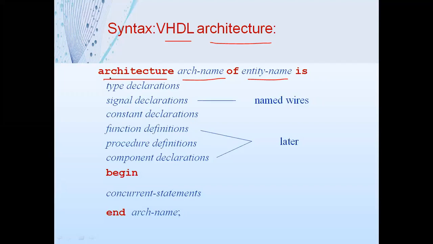So the VHDL architecture starts with the architecture keyword and the architecture name. The architecture name is a user identifier, which the user can choose. Then comes the entity name: to which entity you are writing this architecture, that name has to come here. So it starts with architecture, name, of entity, is.